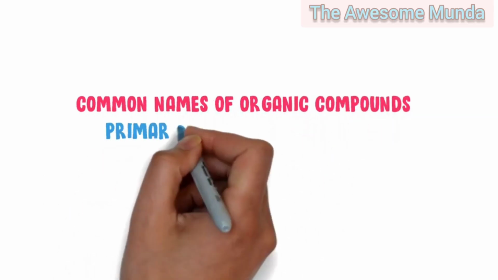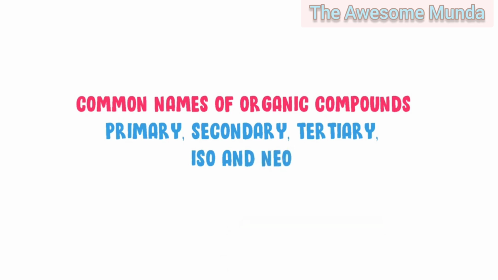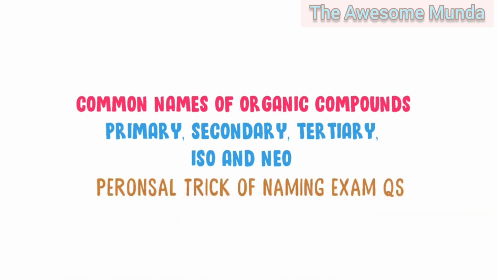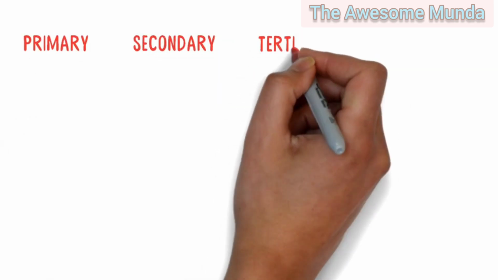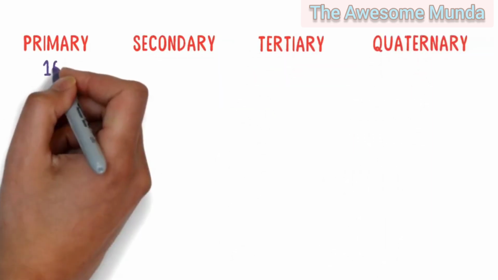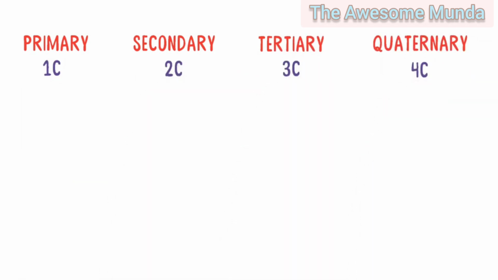Common names of organic compounds, learning the use of secondary, primary, tertiary, quaternary, iso and neo. At the end of this lecture, I will teach you my personal trick of naming exam questions. Firstly, let me teach you some basic concepts. I write primary, secondary, tertiary and quaternary. Then I write 1 carbon, 2 carbon, 3 carbon, 4 carbon.